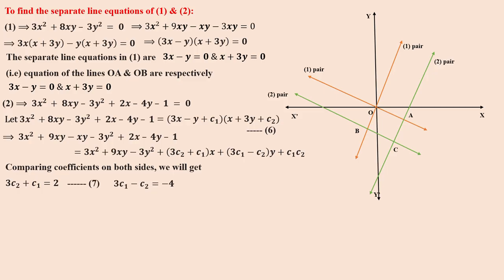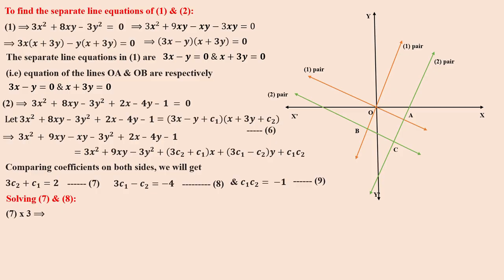Similarly, that is equation 7, and the y term 3c1 minus c2 is the y coefficient on the right hand side, and on the left hand side you have minus 4, that is equation number 8. The c1 c2 constant term on the right hand side, and on the left hand side you have minus 1, that is equation number 9. Now we are going to solve 7 and 8 to find the values of c1 and c2, then we will get the separate equations, that is the idea.